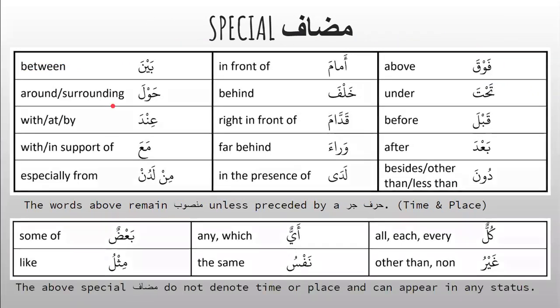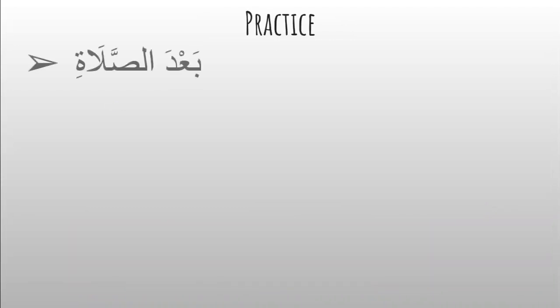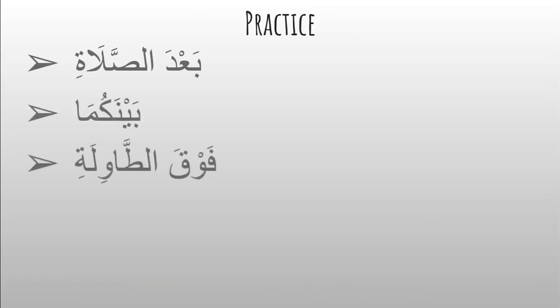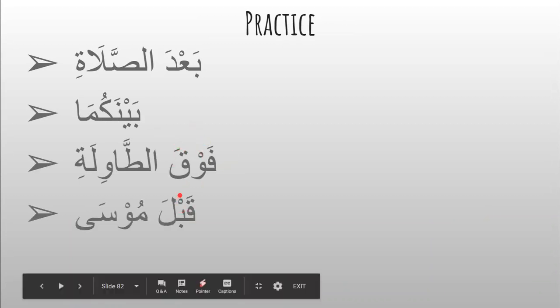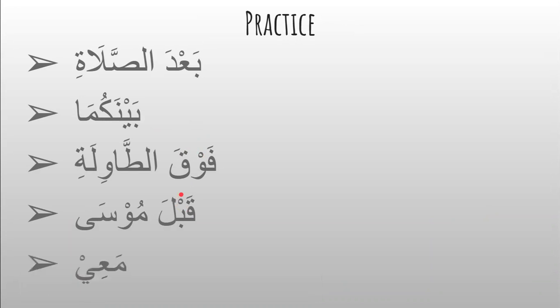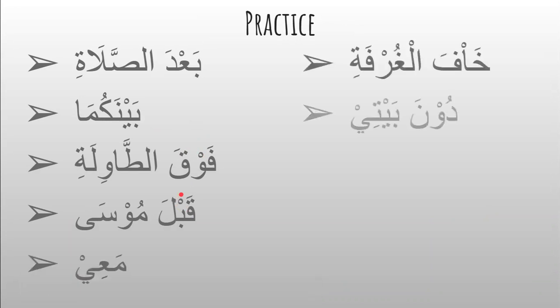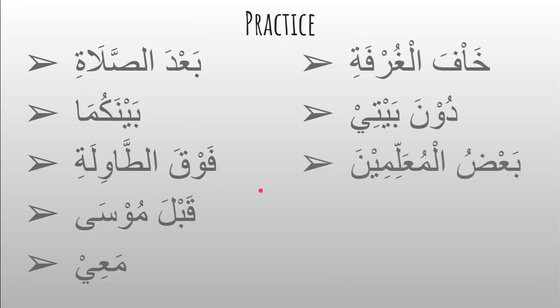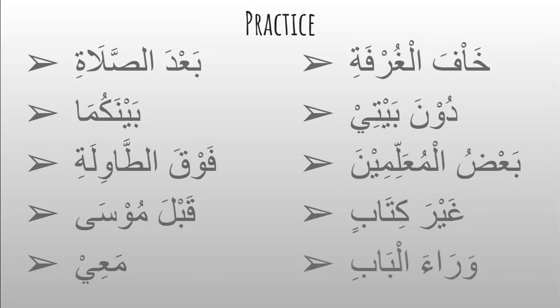So we also, what we did yesterday class, there we also practice somewhat like ba'da salati, after the salah, then bainakuma and fawqa tawili. So you can see all these words, they are never changing, they are always come as qabla. They never change. Ma'i, khalfa, duna. But ba'du, and ba'du, muallimat, muallimina, ghayru al-kitab, wara'a al-bab.